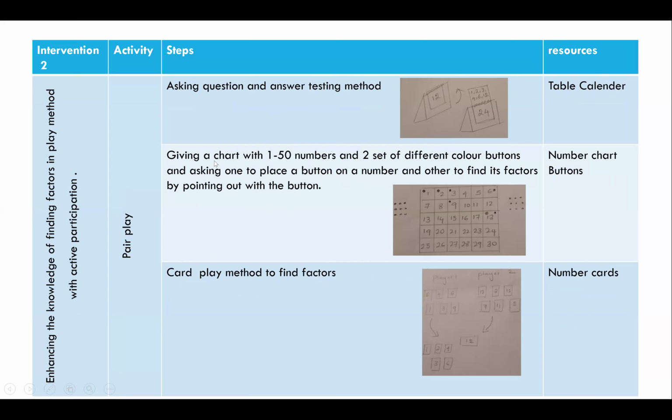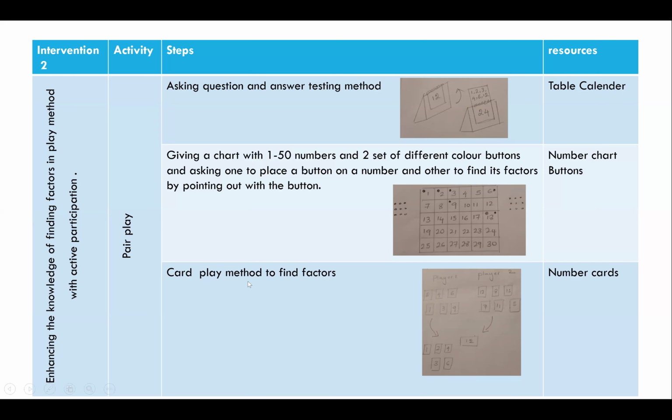The other one is giving a chart with 1 to 50 numbers and 2 sets of different color buttons, asking one to place a button on a number and the other one has to point out the factors by the colors, the specific colors I have given for them.